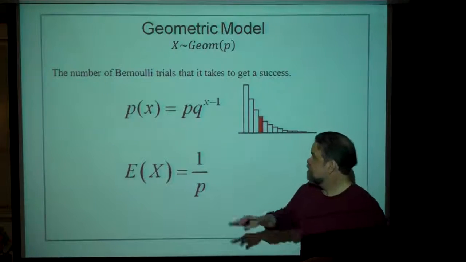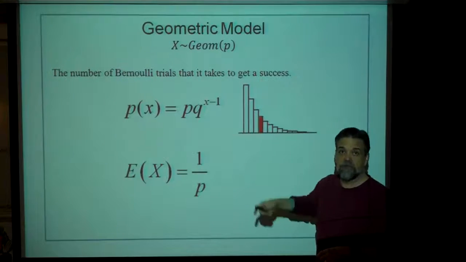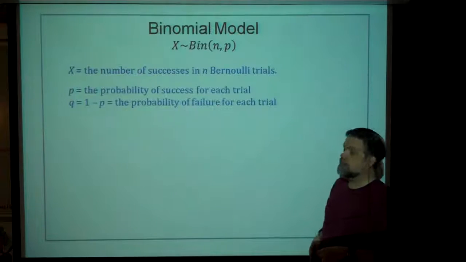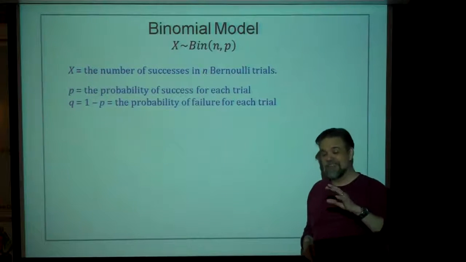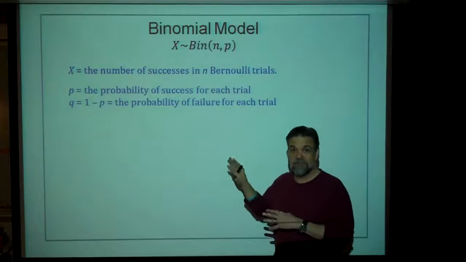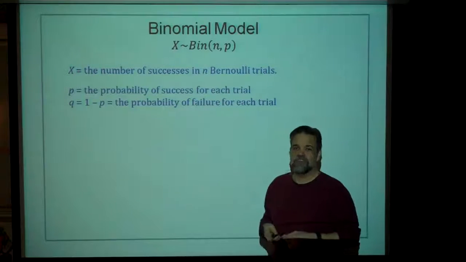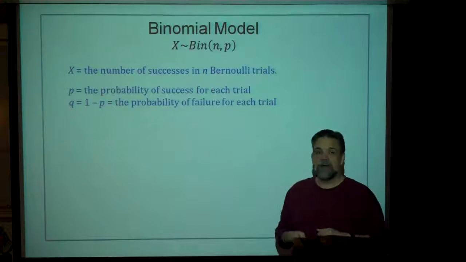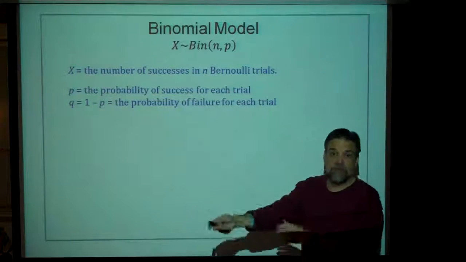Okay? This is all you need to know about geometric random variables. They're fairly easy. Now let's look at the binomial random variable. When I said they're fairly easy, I don't mean the math that we used to derive that was easy. I just mean that the result is fairly easy. Okay? Now, this is way more important.